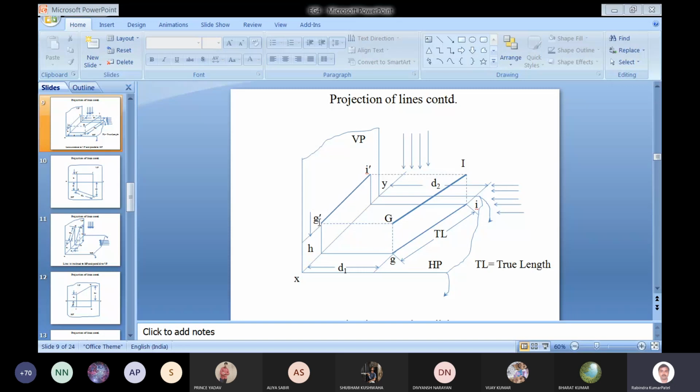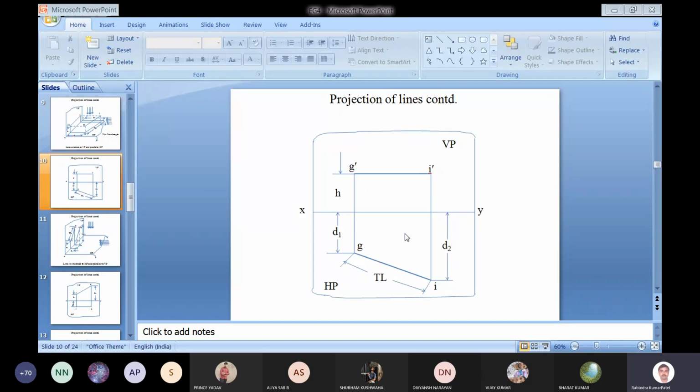This is the shortened projection, and when we rotate it in the clockwise direction, we will have the representation in 2D or planar representation. We can have the front view as G dash I dash and the top view as GI, which is, as I told, if a line is parallel to any plane, it will give the true length of the line as a projection.